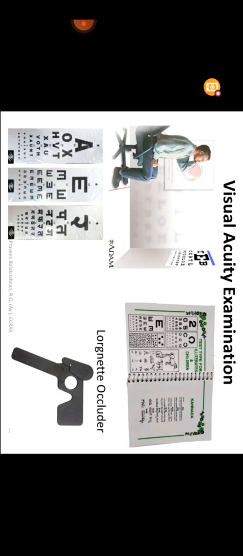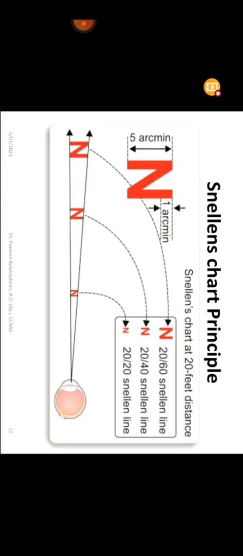And if a person is only able to read, say, 6/60, it means that the person has a severe loss of vision. This should be remembered. Now, what is the basis of this? This has been made in this small chart.